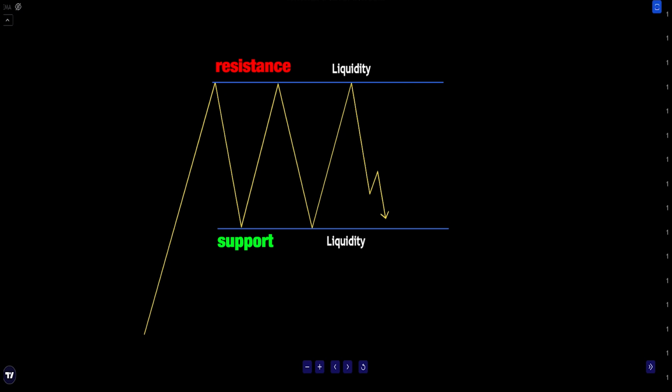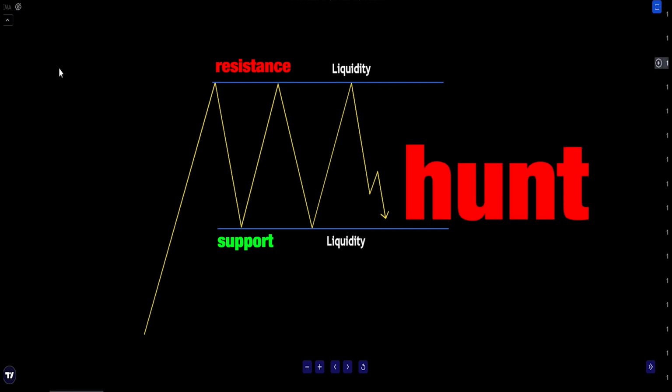For example, when the price creates a resistance zone, it's natural for traders to look for sell positions at the top of this range. Those who want to enter a sell position here place their stop losses above this resistance zone. These stop losses create liquidity, and one of the reasons the market tends to attack liquidity is precisely because of this liquidity. To make this easier to understand, I'll use the term hunt.